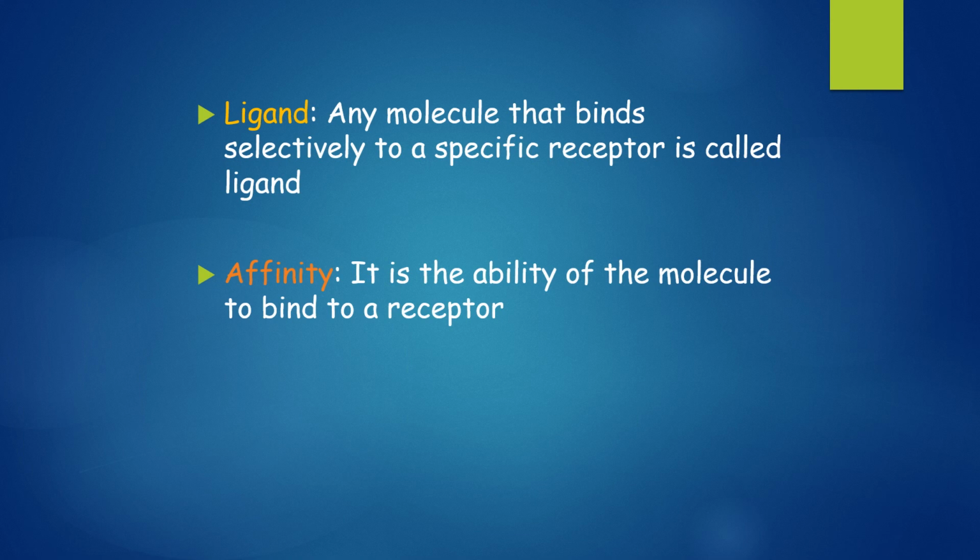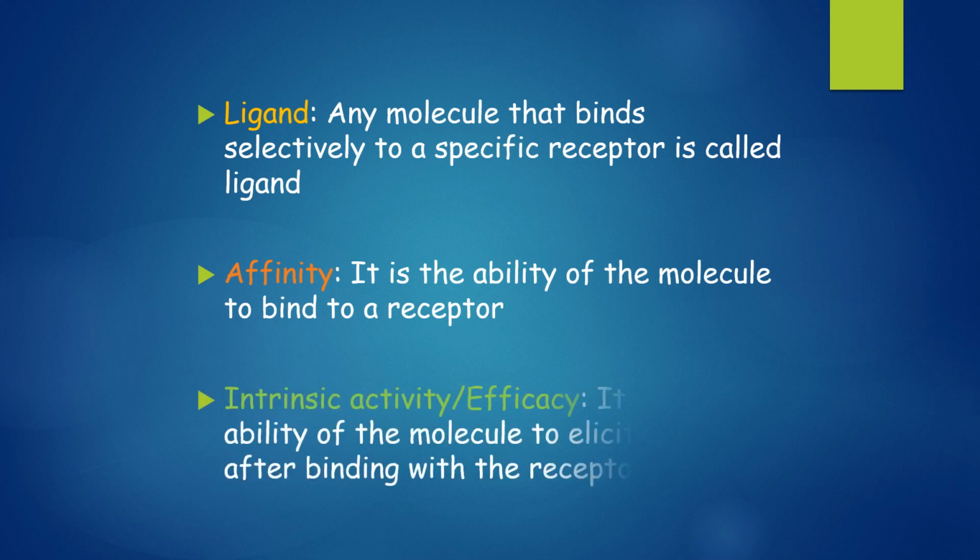Another concept is affinity. Affinity is the ability of a molecule to bind to the receptor. And then intrinsic activity or efficacy. These are a few terms you have to know about receptors. Intrinsic activity is the ability of a molecule to elicit a response after binding to a receptor. In the initial slide I told that the receptor is a macromolecular receiving area inside or outside a cell which directly has no action. Only when some molecules or drugs are attached to that receptor can it elicit a response.